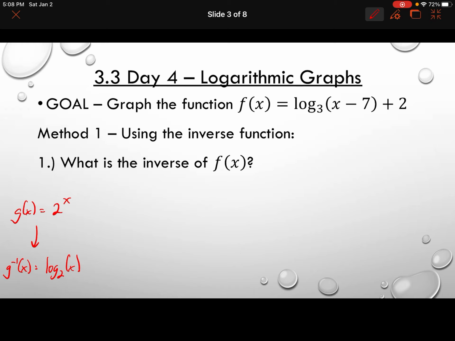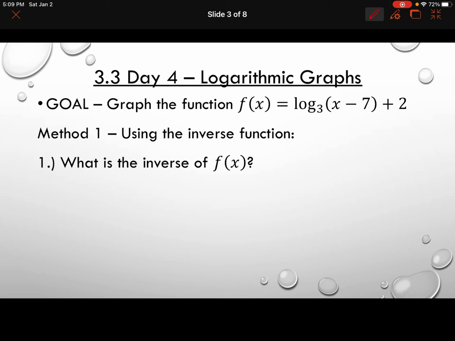Now, once again, since log is the inverse of exponential, the reverse is also true. Exponential is the inverse of log. So we're going to use that idea to try to determine what is the inverse of this function that we have, which is log base 3 of x minus 7 plus 2. So let's do that. This is a little bit of a review of what we've done in the past, which is being able to find the inverse of a function. If you recall, in the first unit of our school year, we talked about how to find the inverse of a function algebraically.